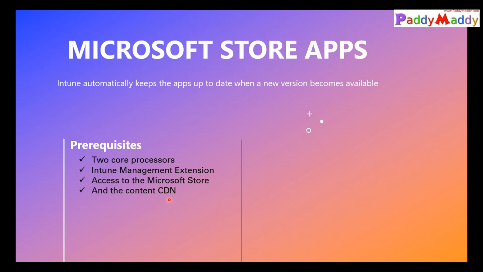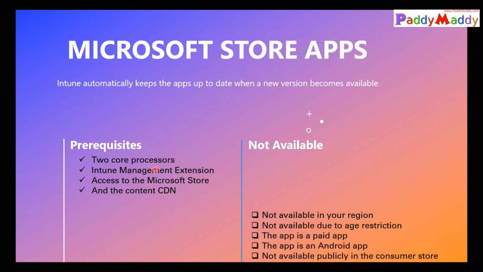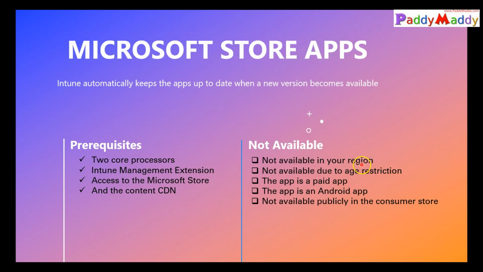Now let's have a look at what the unavailable options are. Let's say if I search for WinZip and I don't see it, it could be regional level restrictions or maybe age level restrictions, because not all the applications are available for everybody. So there could be some kind of blockage. The second thing would be the app may be a paid application. At this point of time, while recording this in the month of February 2023, this is not available.